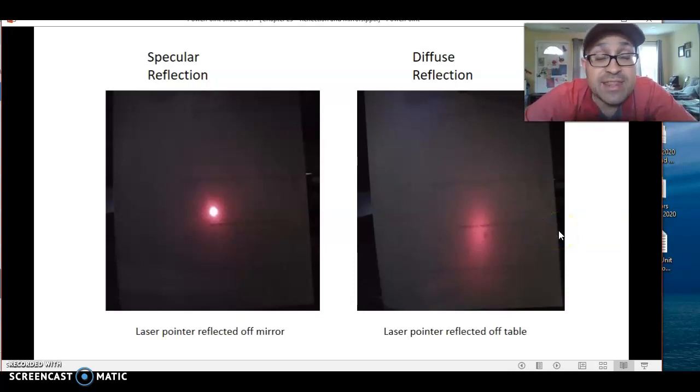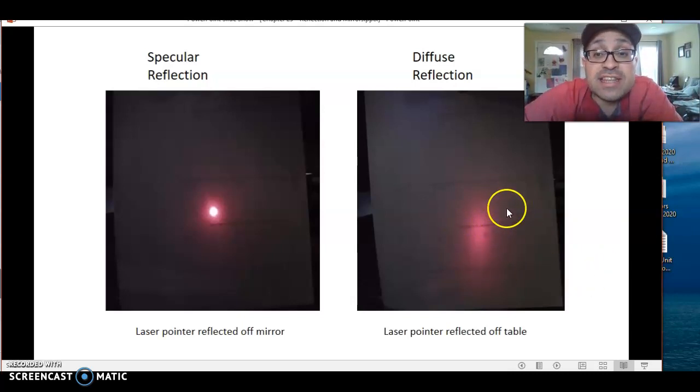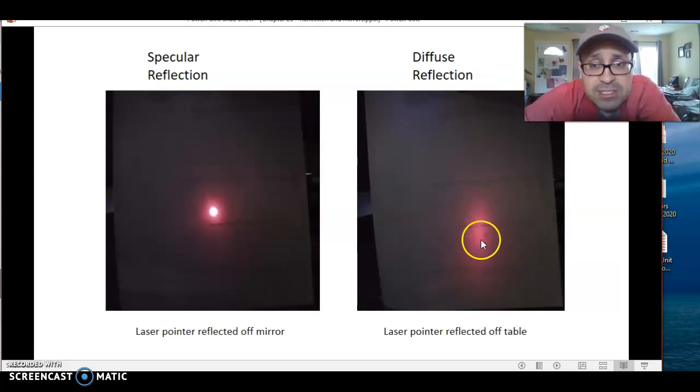But if you take the same experiment, but you get rid of the mirror and you just use a semi-reflective surface like a countertop, you can see that the laser pointer light does reflect, but it's diffuse. And that's because the countertop is more rough edged than a mirror. And it causes reflection, but not in that clean circle that you notice from a regular laser pointer dot. It's a fuzzy image.